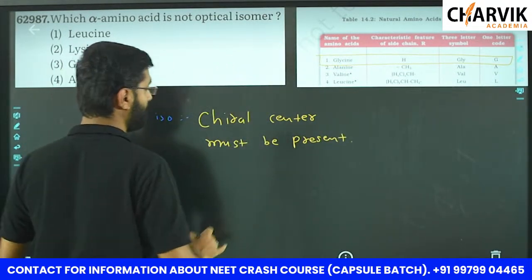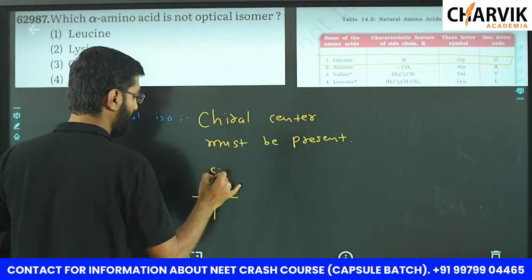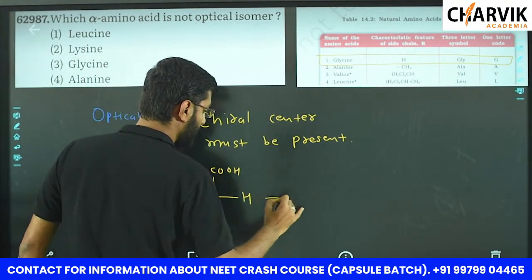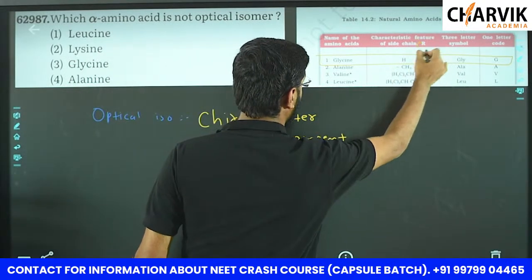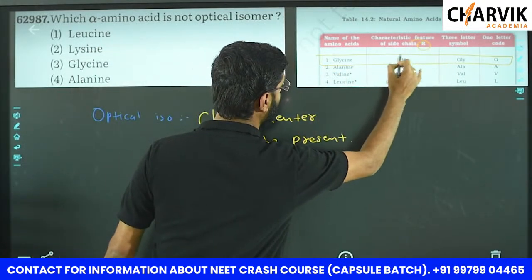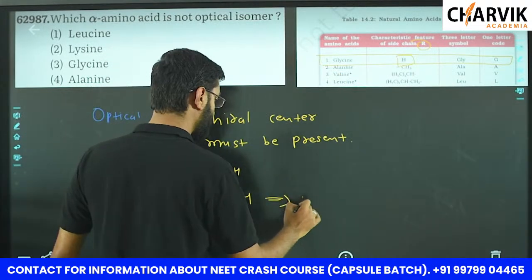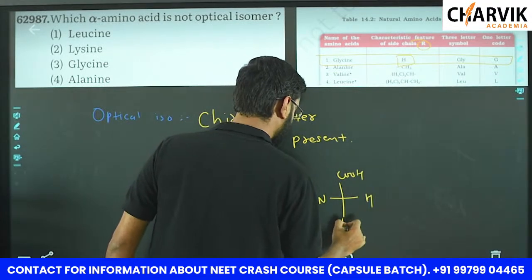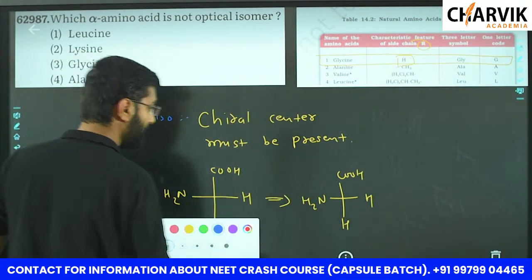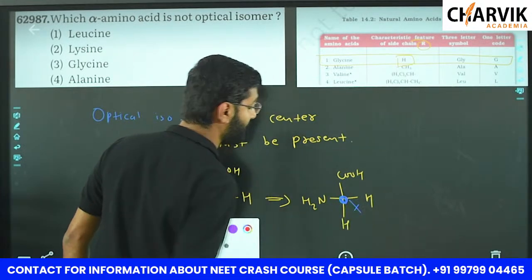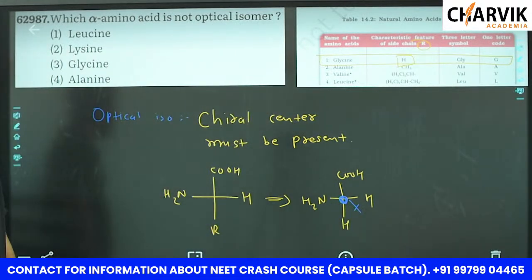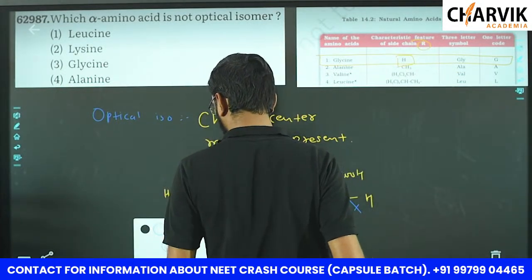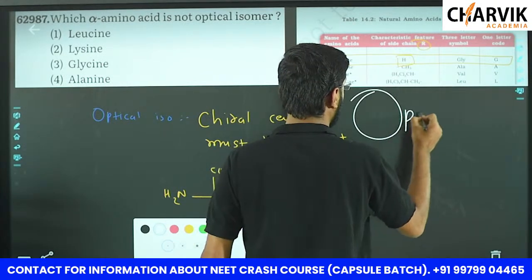In case of glycine, what is the structure of the amino acid? COOH, NH2, R and H. Here in case of glycine, R is equal to H. So you will get NH2, COOH, H and H. You can see here, this one is not a chiral center. And if the chiral center is absent, then your compound is optically inactive.